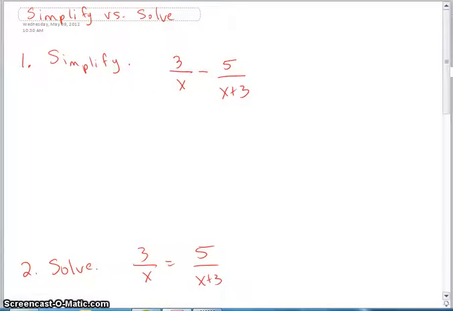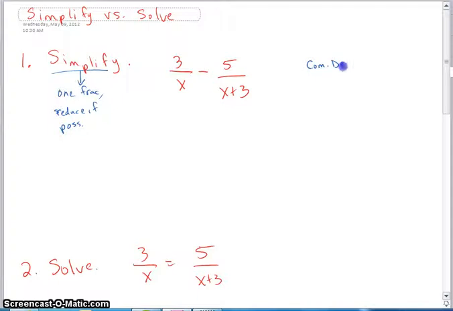An area of difficulty that is always hard for algebra students is the difference between simplifying and solving with rational expressions. So this is an example of a rational expression, and these directions say to simplify. So right away you should be thinking, I want one fraction, and then I want to simplify that fraction by reducing, if possible.